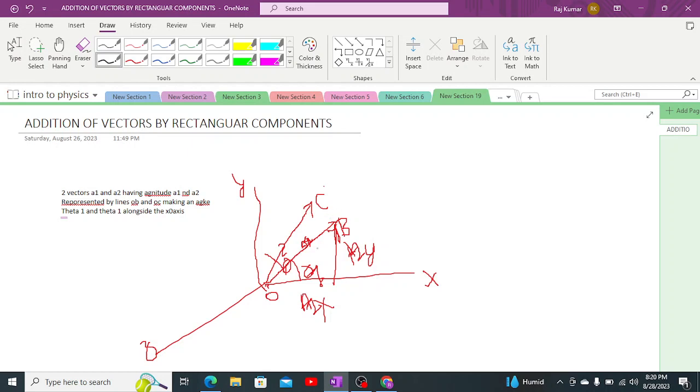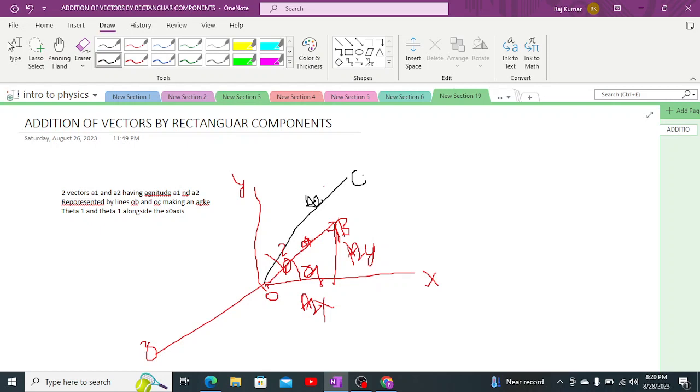Vector a1 has these magnitudes a1y and a1x. Vector a2 is having its magnitude as, let me just erase it a bit and redraw it. Yeah, so here this is vector a1, this is vector a2, and it is being represented by line OC, making an angle theta 2 along the x-axis.